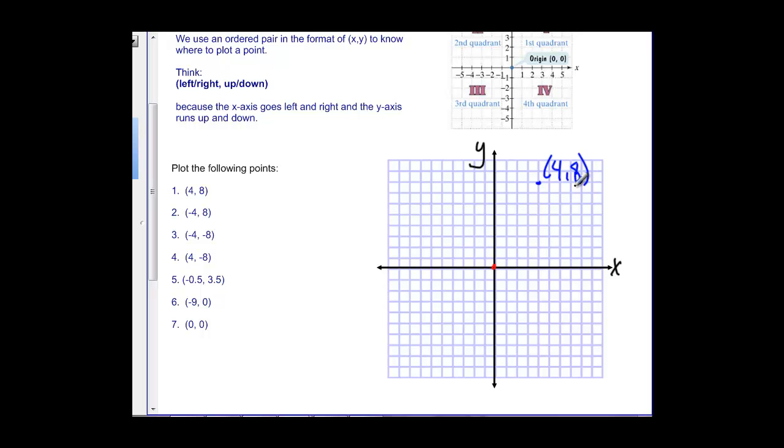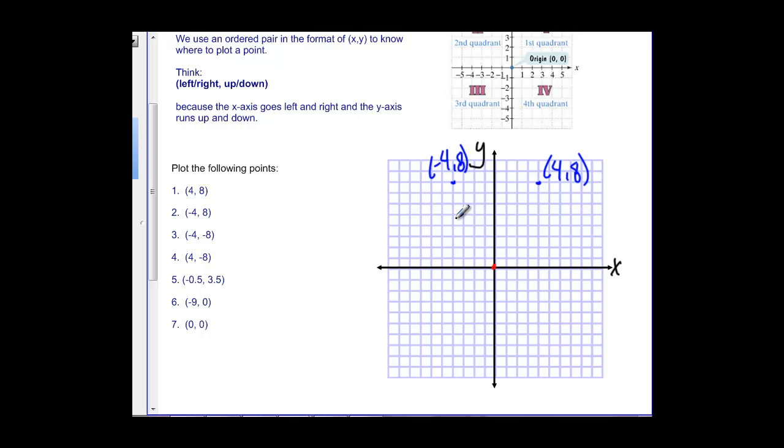Okay, so we'll graph a couple more, and then I'll give you guys a few seconds to graph a few on your own. So -4, 8. The -4, am I going to go left or go right? Going to go left because we're going negative. So 1, 2, 3, 4, and then the 8. It's a positive 8, so we're going to go up, right? 2, 3, 4, 5, 6, 7, and there we go. So there we've got the point -4, 8.